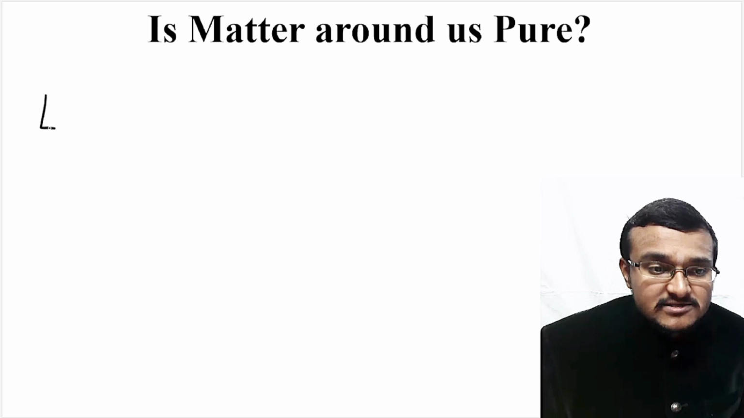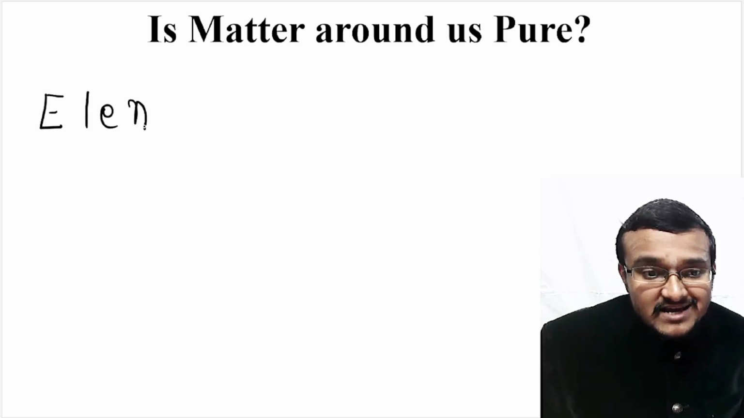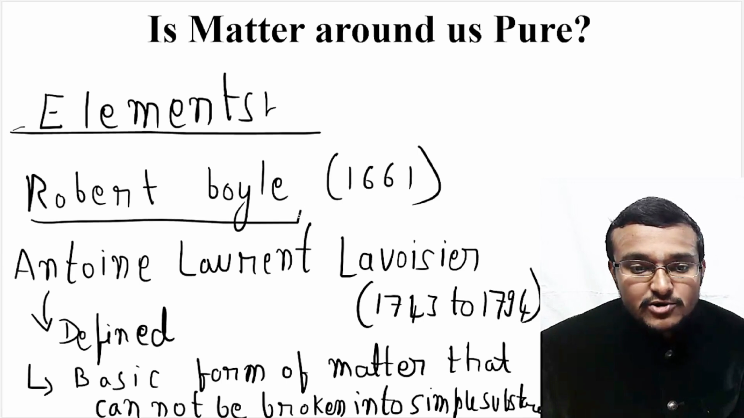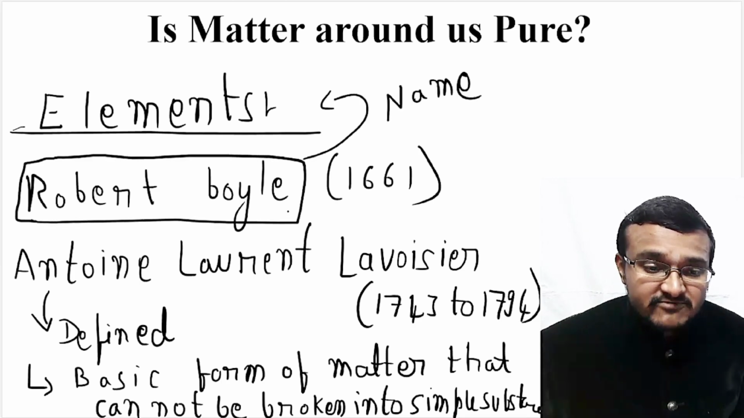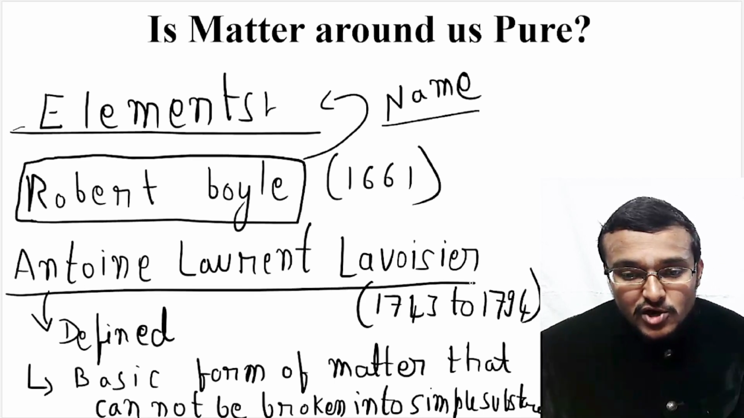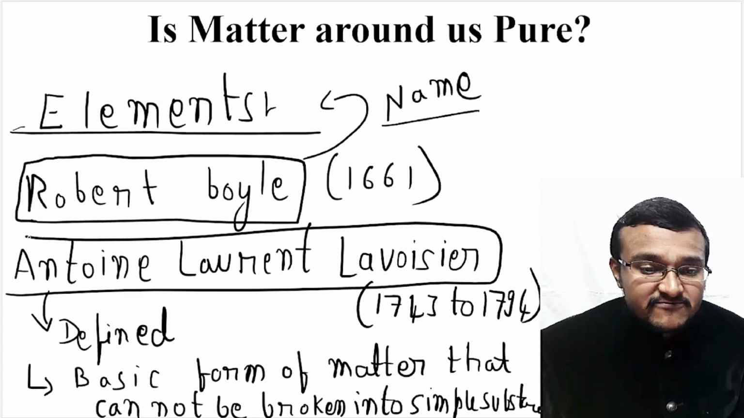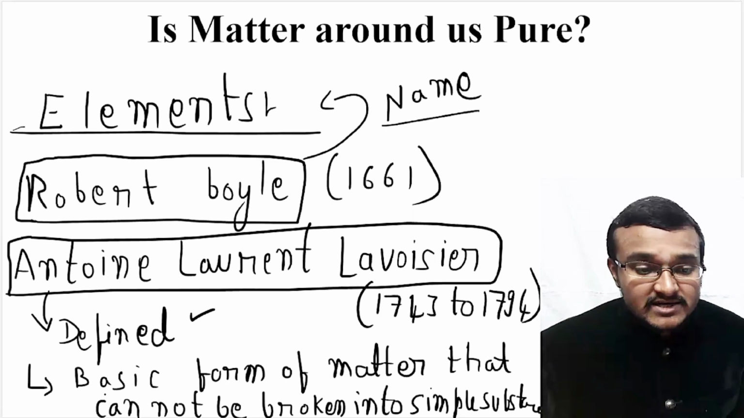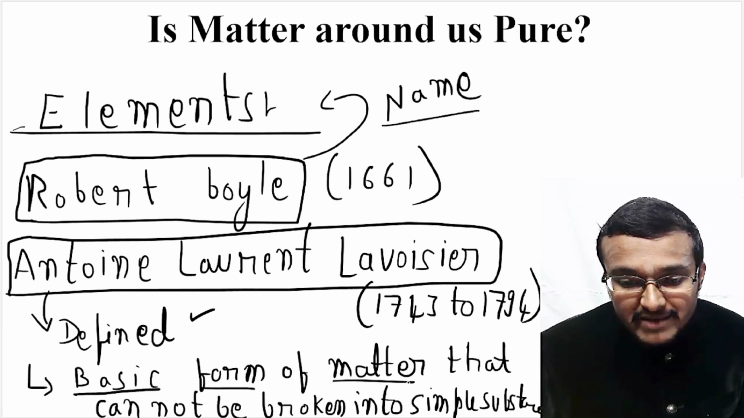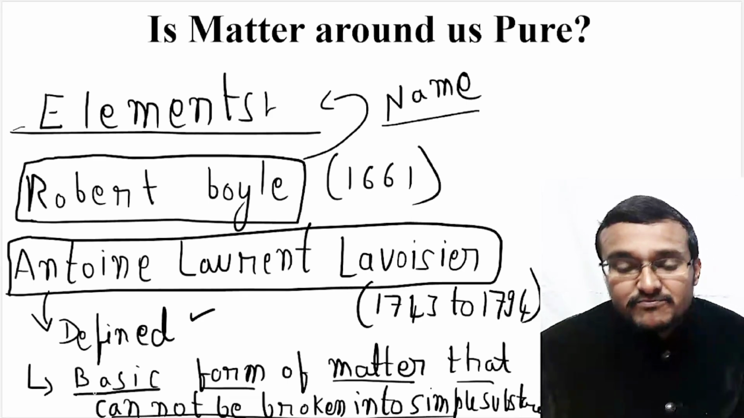Now let us move to the next concept in this particular chapter, that is elements. The name elements was first coined by the scientist named Robert Boyle. So in 1661, Robert Boyle was the first scientist who actually used this particular name element, and Antoine Laurent Lavoisier, in 1743 to 1794, actually defined what is element. So he defined element as a basic form of matter that cannot be broken into simple substance.